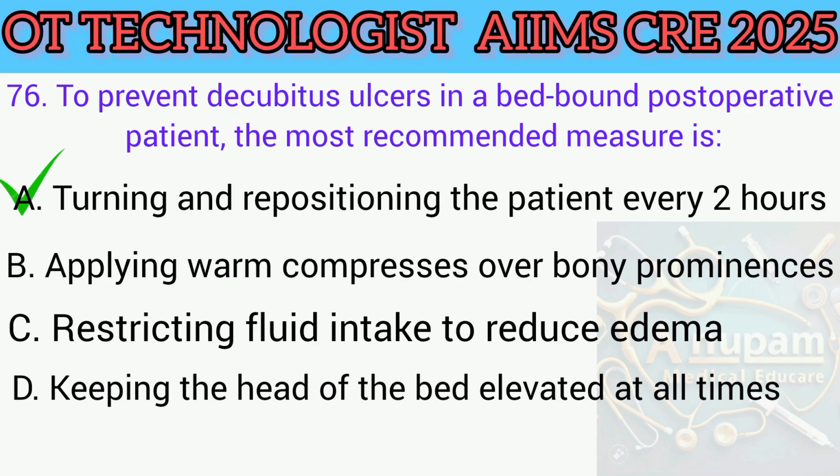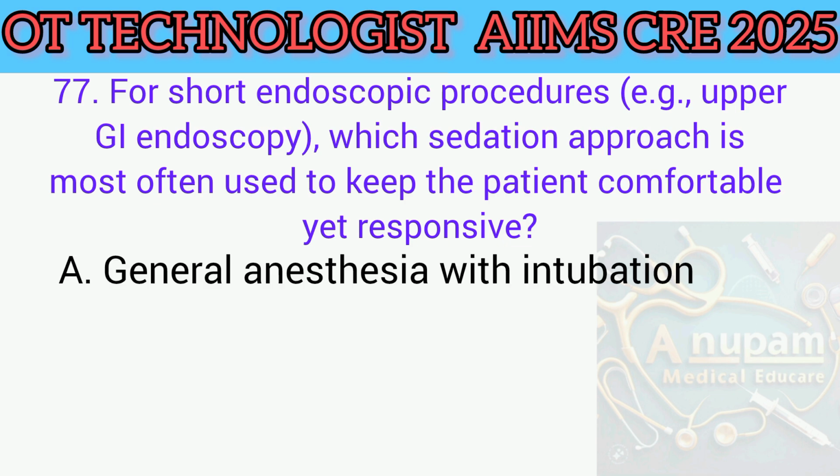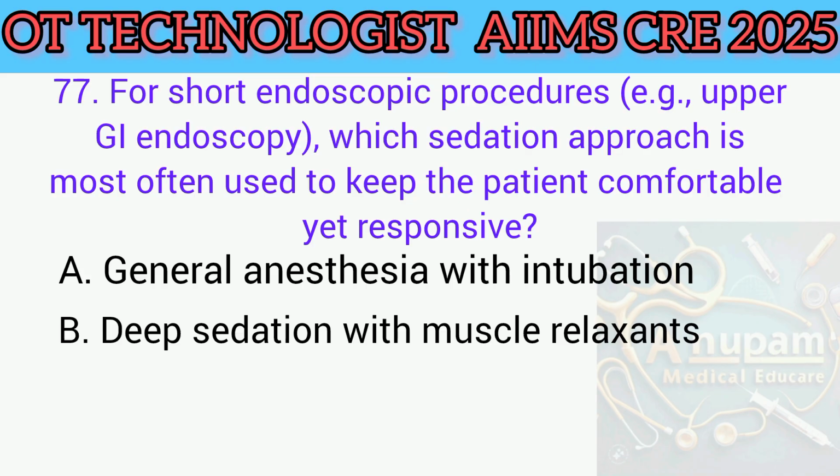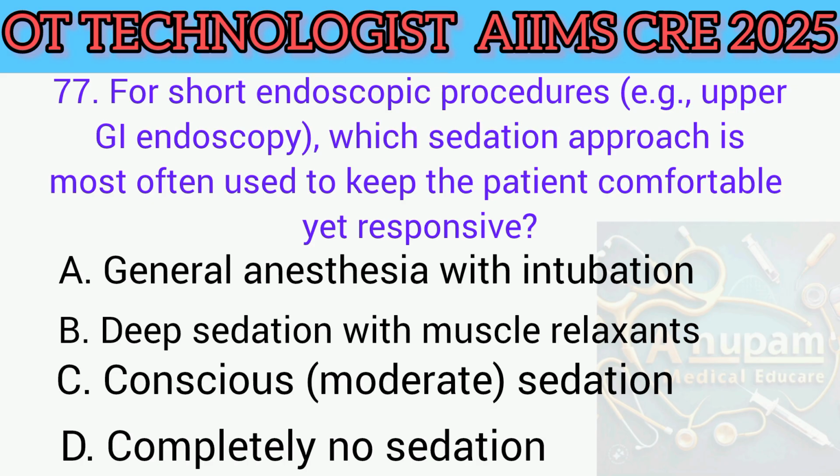Right option, A. Number 77. For short endoscopic procedures, e.g., upper GI endoscopy, which sedation approach is most often used to keep the patient comfortable yet responsive? Option A. General anesthesia with intubation. B. Deep sedation with muscle relaxants. C. Conscious, moderate sedation. D. Completely no sedation.